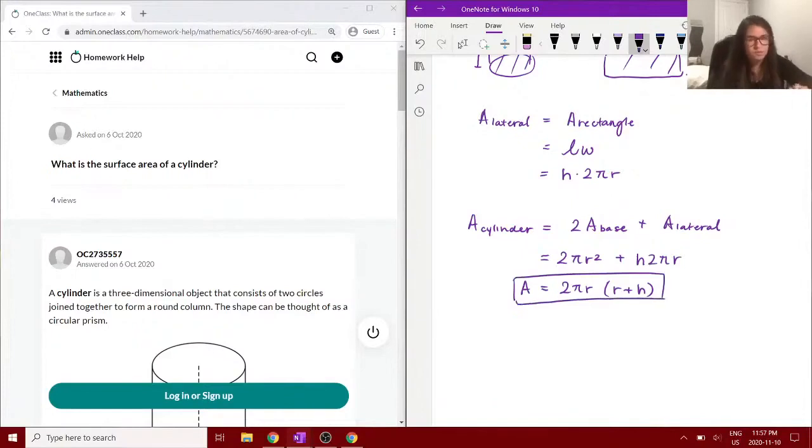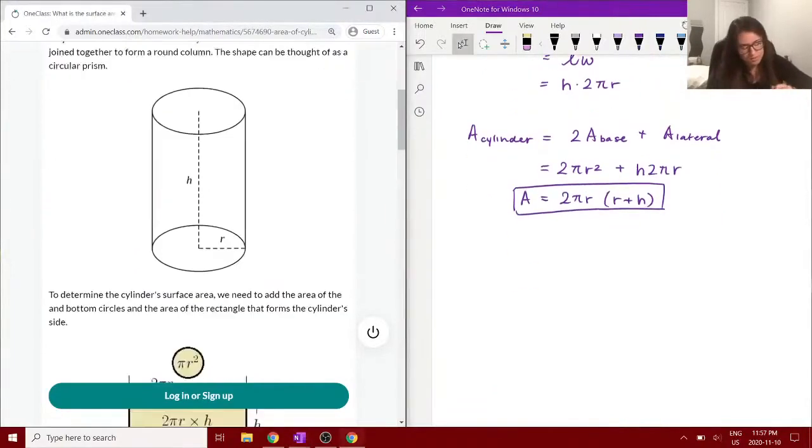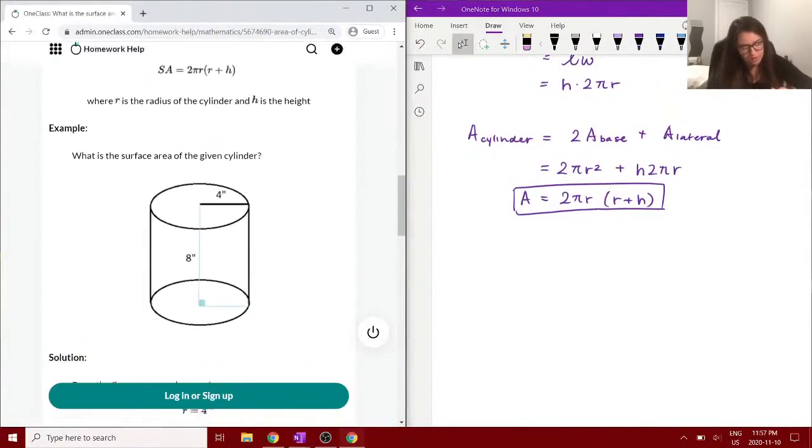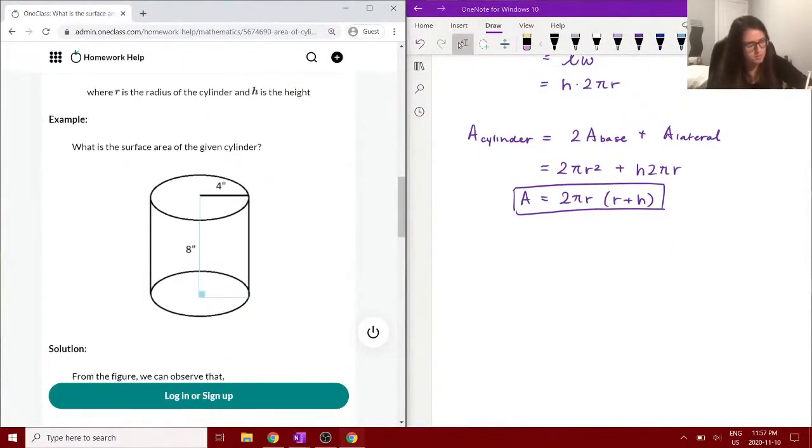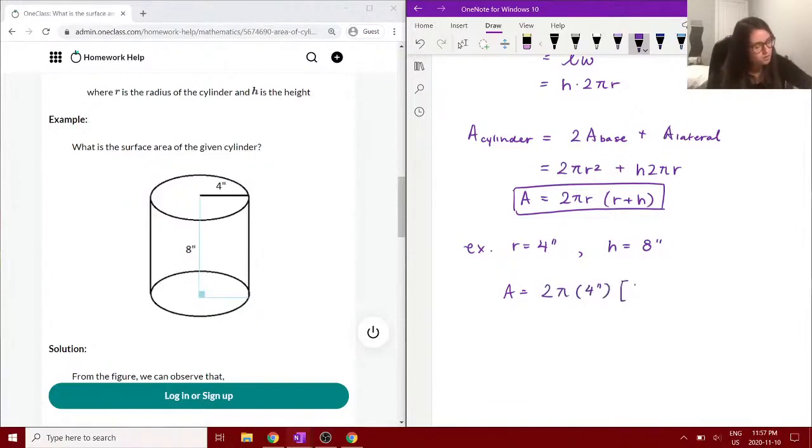I can also show an example as they do here. They give us this cylinder. So from this diagram, we can see that the radius is equal to 4 inches and the height appears to be 8 inches. Let's solve for the area using the formula we just found. We have 2 pi times r, which is 4 inches, times r plus h, which is 4 inches plus 8 inches.